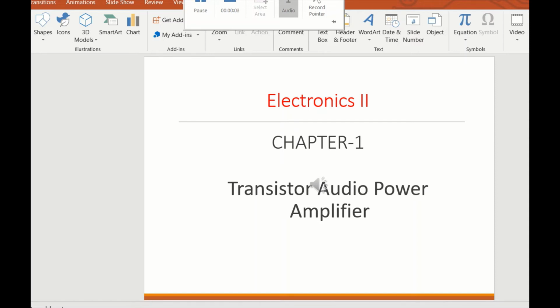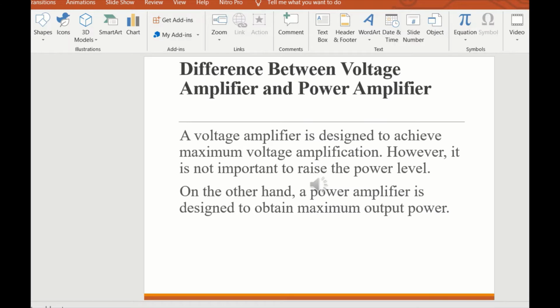Today we are starting our Electronics 2 chapter, that is for third semester students. Chapter 1, that is transistor audio power amplifier. In this chapter, first of all we will see the difference between voltage amplifier and the power amplifier.